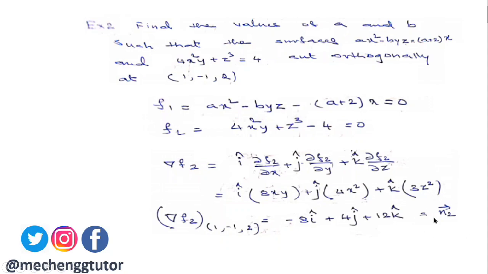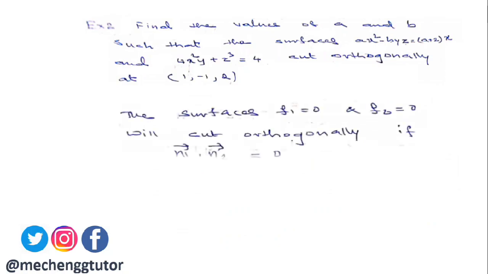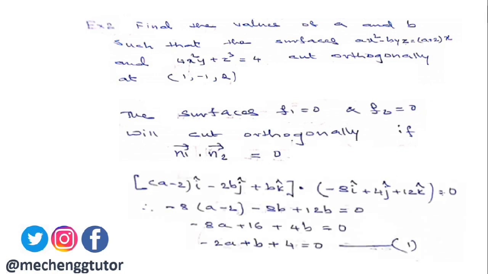So you have n1 bar and n2 bar. Now given condition, they are orthogonal, means they are perpendicular. So I have written here the surfaces f1 is equal to 0 and f2 is equal to 0 will cut orthogonally if n1 bar dot n2 bar is equal to 0. So n1 bar, substitute a minus 2 into i minus 2bj plus bk dot minus 8i plus 4j plus 12k. This is equal to 0.